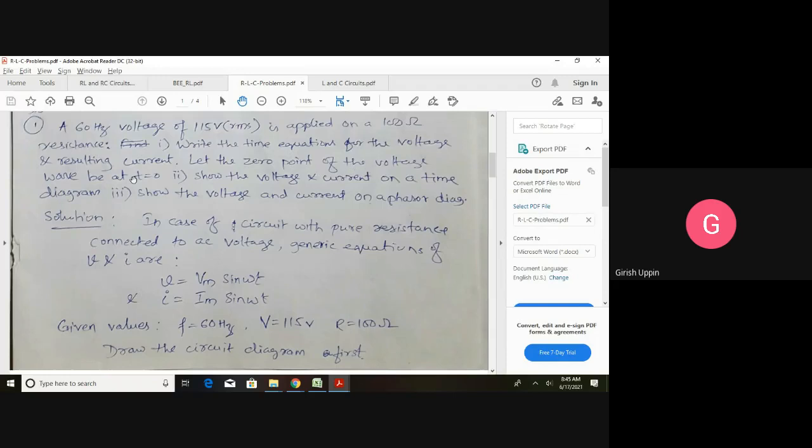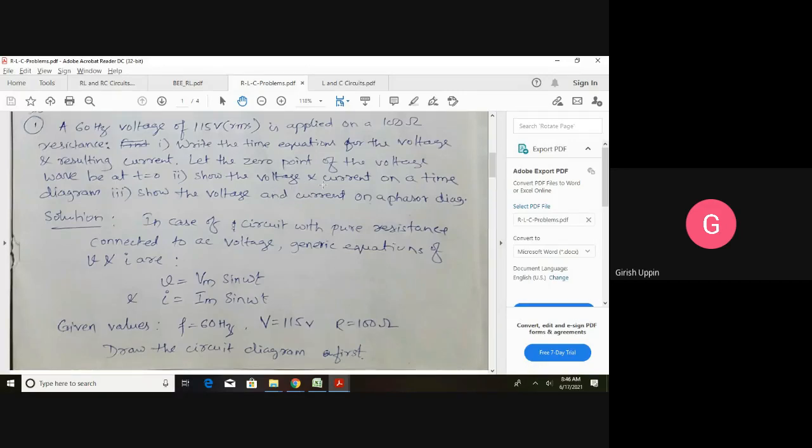Let the 0 point of the voltage wave be at t equal to 0. Means the voltage will start at time t equal to 0. That is what we were doing so far. Second, we have to find the two equations, the instantaneous values of the equation, lowercase v and lowercase i. Show the voltage and current on a time diagram.